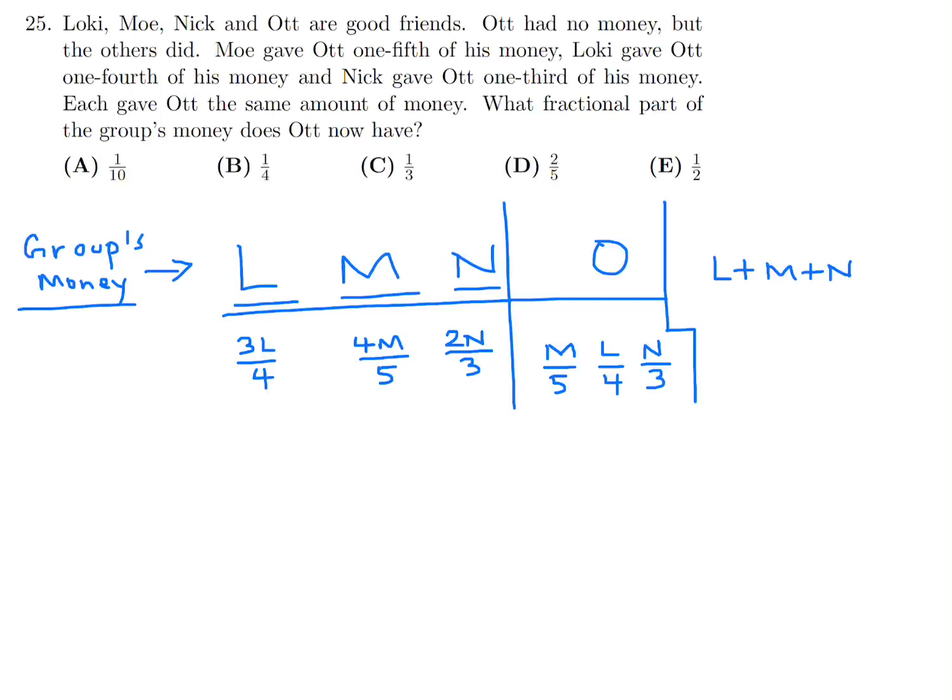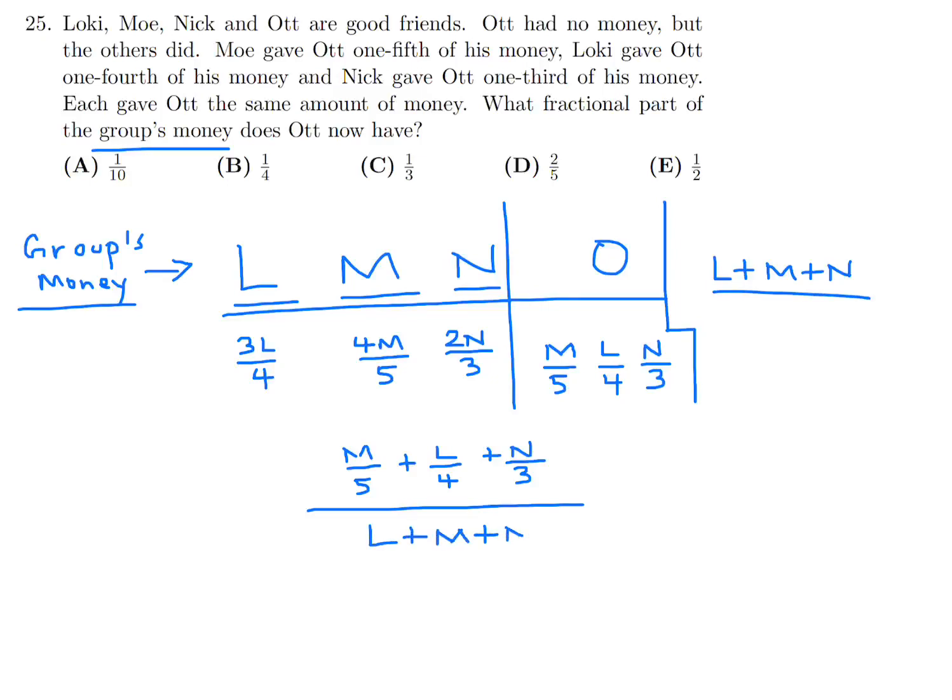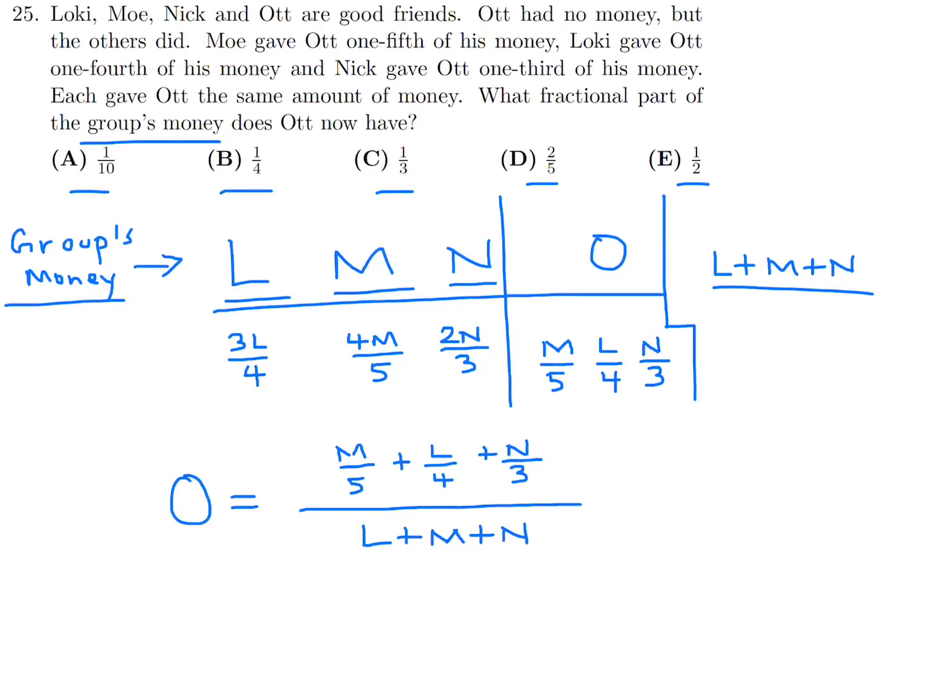Now, what are they asking for? What fractional part of the group's money does Ott now have? Okay, so Ott now has M over 5 plus L over 4 plus N over 3, all over the group's money, which was represented by L plus M plus N. So this is how much Ott has, and they want you to figure out a fraction. Right now we have L's and M's, and that's no good.